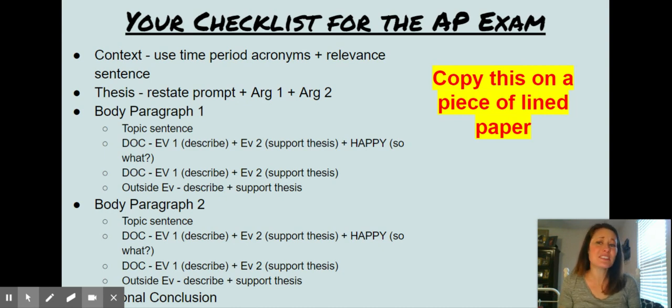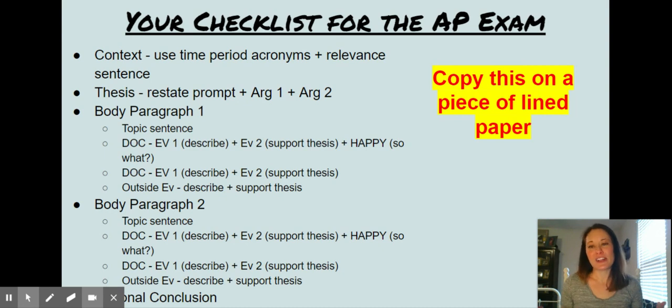Follow that up with your thesis paragraph. This is just 3 sentences long. You are restating the prompt. It doesn't even have to be restated in your own words. You can just restate it from the prompt. Then your first argument, then your second argument, 3 sentences total, okay? Having this thesis is the key to earning the points that follow, all right?